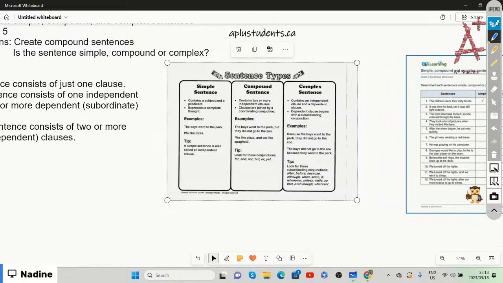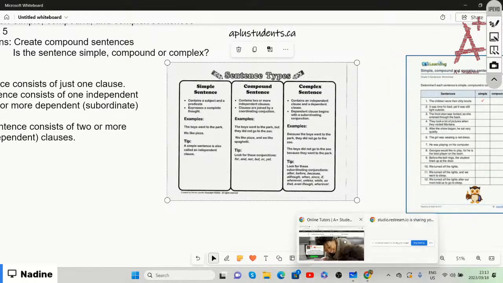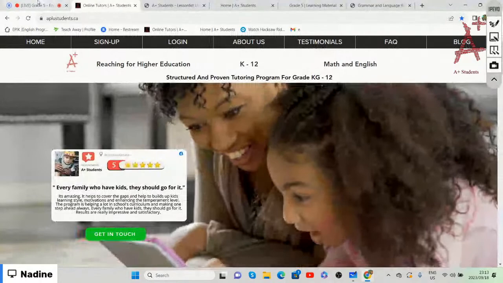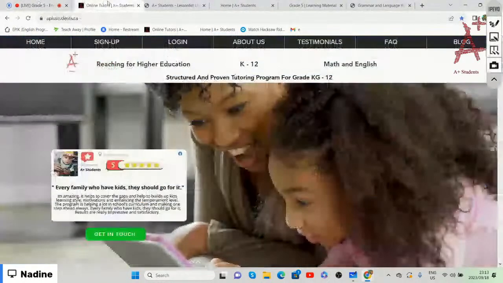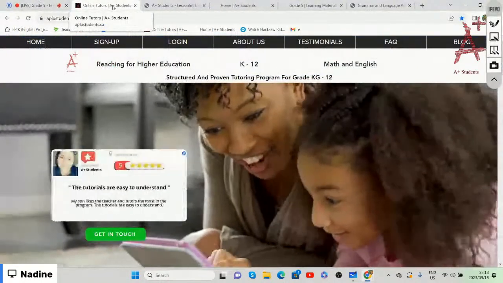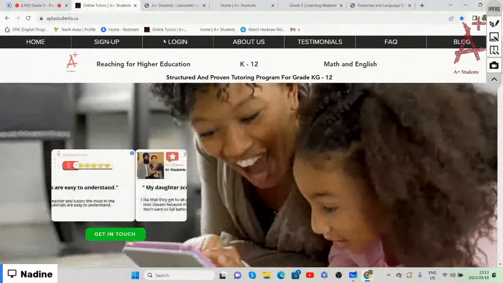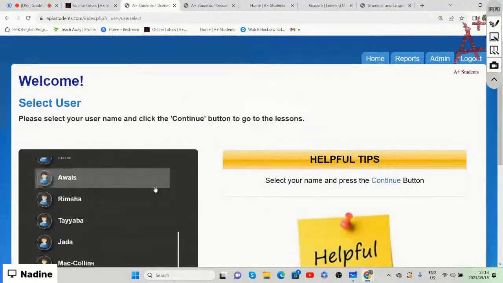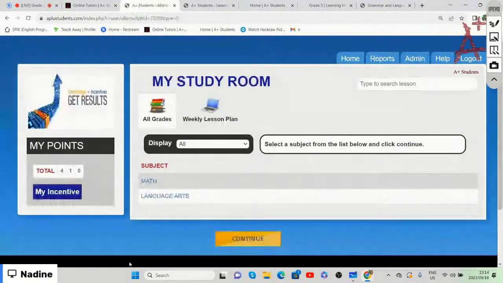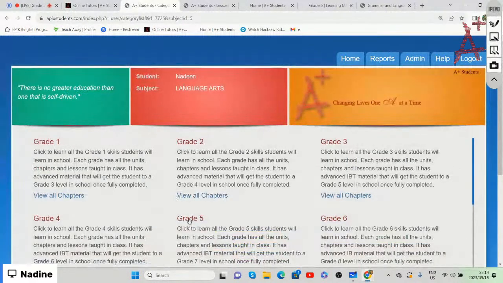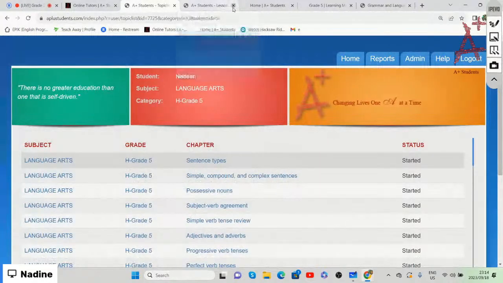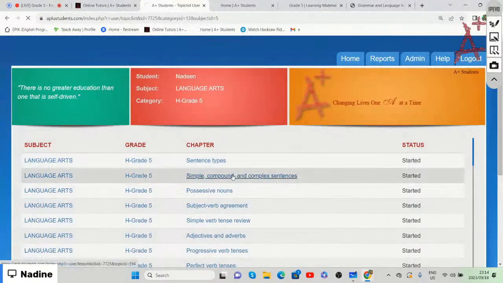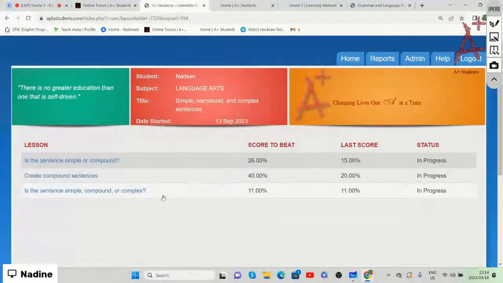All right, so now we're going to our tutorial page. So basically, this is our grade 5 English lesson on simple, compound, and complex sentences. We are going to log into aplusstudents.ca, log in with our username as well as our password, and select the subject of language arts grade 5. And then we click on the chapter of simple, compound, and complex sentences.